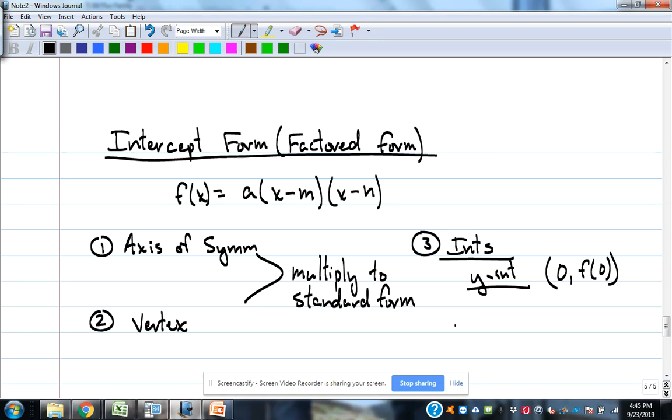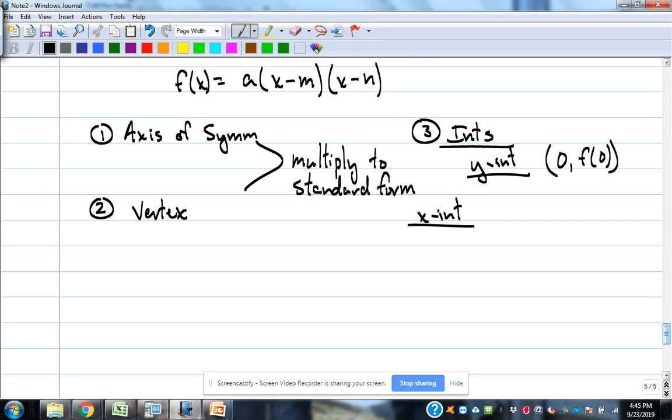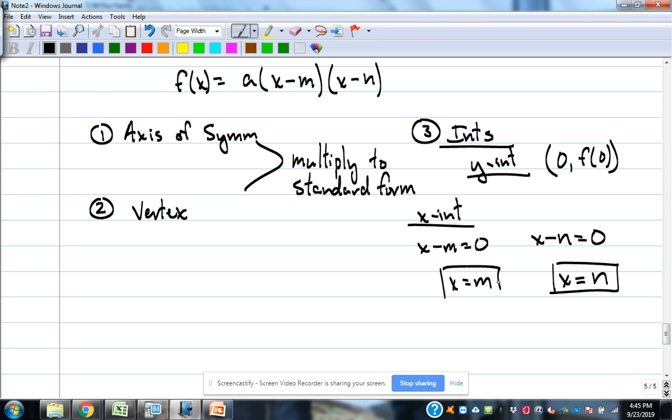Okay. To find the x-intercept, if it's already in factored form, set each factor equal to 0. That's all you have to do. It's just set x minus m equals 0, x minus n equals 0. We're going to do an example out of this.